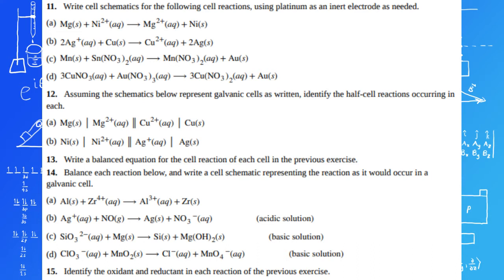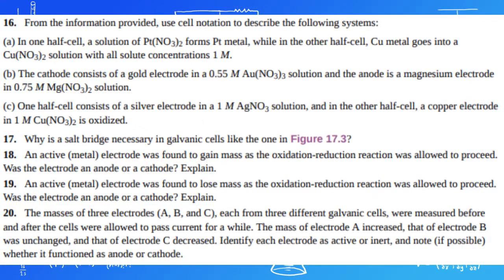Well, we've already been through stuff like this. Split it up into half reactions and go through all the necessary steps that you would go through when balancing. And of course, use your hydrogen ions and hydroxide ions as needed if it's happening under acidic or basic conditions. 15, identify the oxidant and reductant. We've been over how to do that. What else do we have?